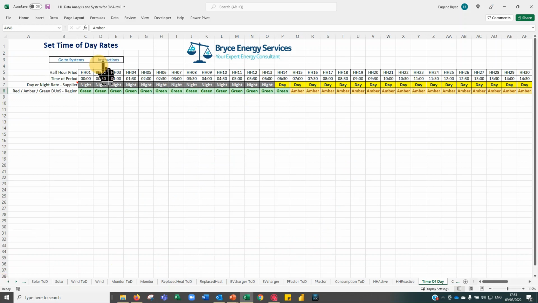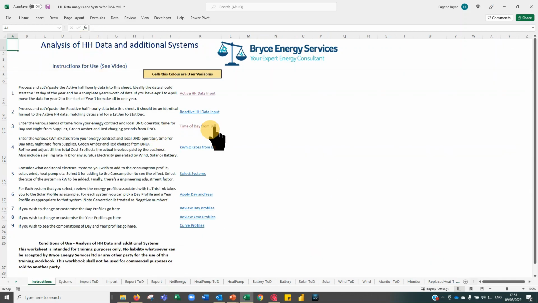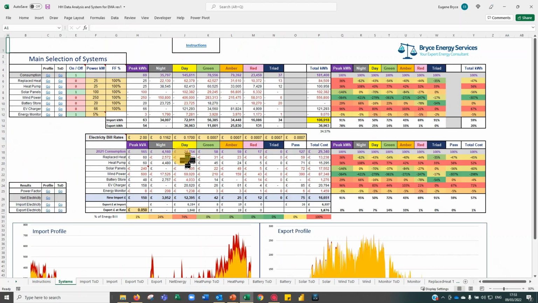We have entered our reactive data, our active data. Then we go in and decide what our electricity rates are. How much are we actually buying the electricity for? And as I say, these are all in pounds.